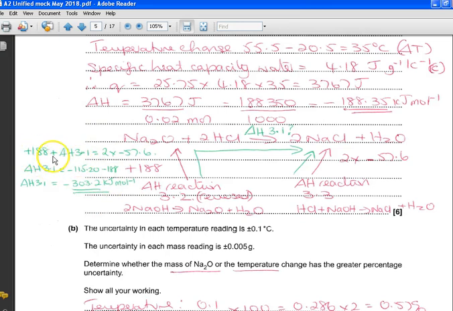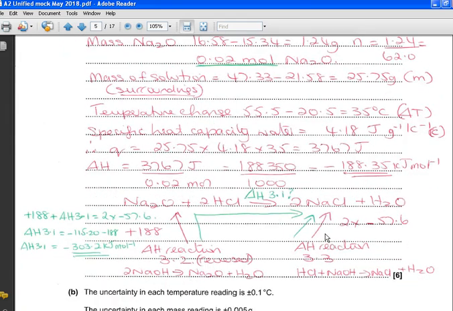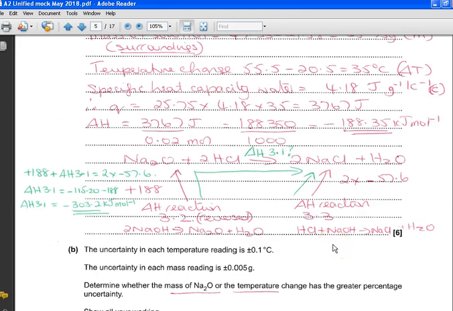So we've got plus 188 here, plus our delta H 3.1 is equal to 2 times minus 57.6. And when we rearrange that, obviously we get our delta H for 3.1 is equal to minus 115.20, which is 2 times that, minus 188, because we've taken it over to the other side, and there's your answer, minus 303.2 kilojoules per mole. So if you want the 6 marks, you need to do it in that kind of methodical way.